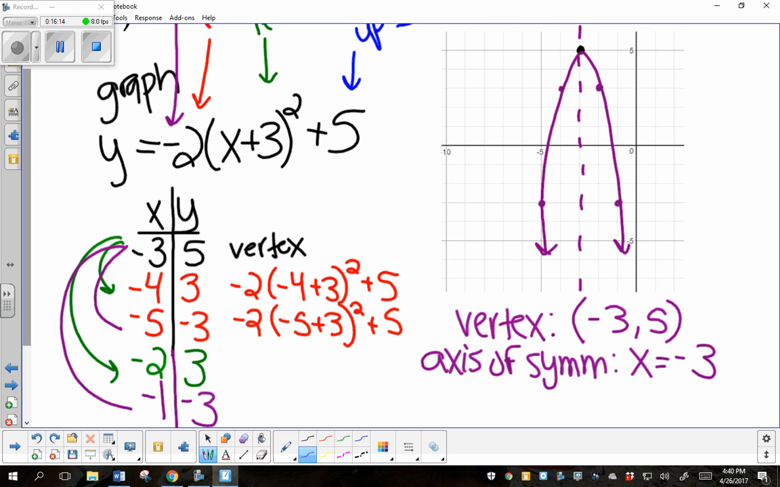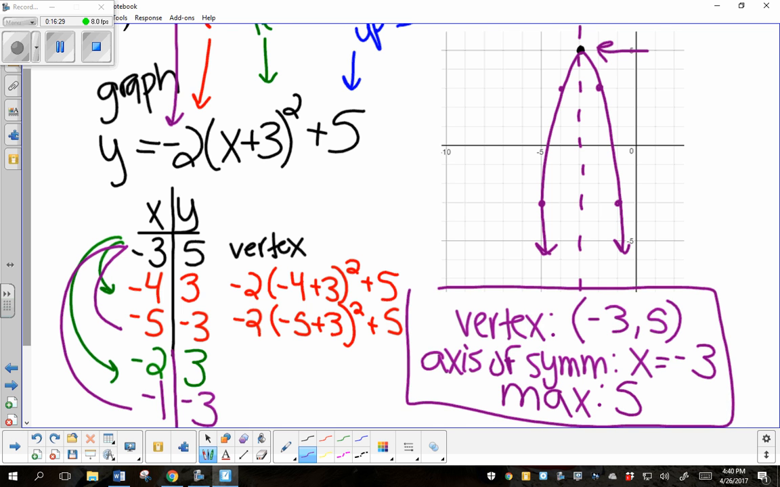And then it wants to know if it has a maximum or minimum value. Well, this one does not have a minimum. It goes down, down, down, down forever and ever and ever. So it has a maximum value of 5. It's whatever the highest y value is at the vertex. All right, so that's our last example for today. Be prepared to do some examples and practice in class.